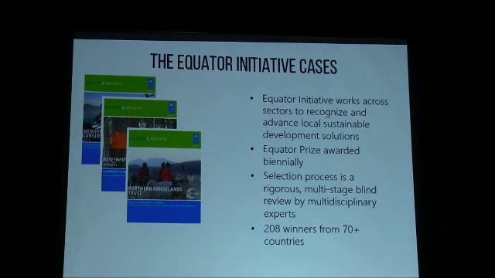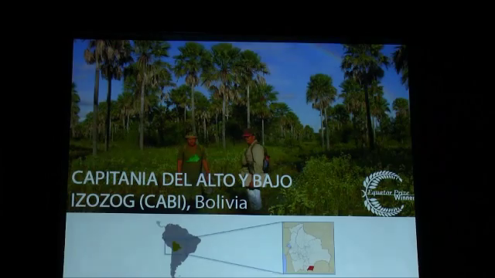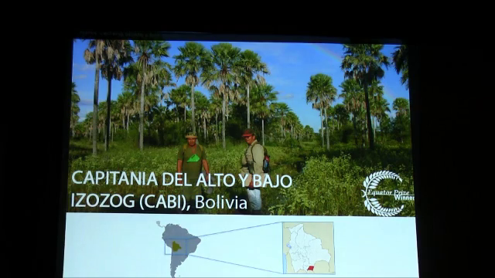This is really kind of exploratory. It is not intended to be comprehensive in any way. So I'm going to whip through these really quickly here to give you an idea of the work that these groups are doing. So I first want to go to Bolivia, Capitanía del Alto y Bajo Izalzar.